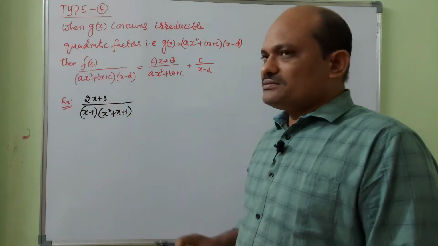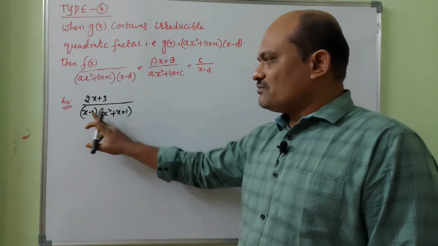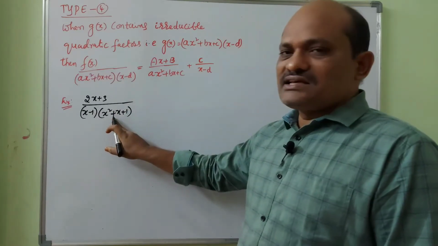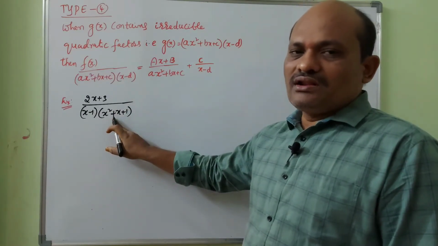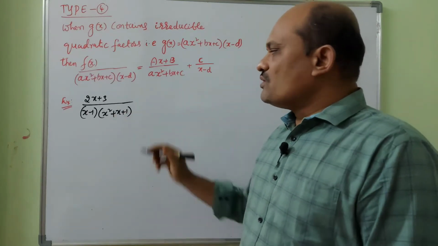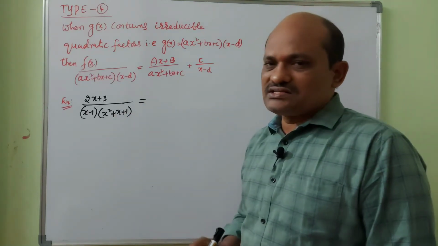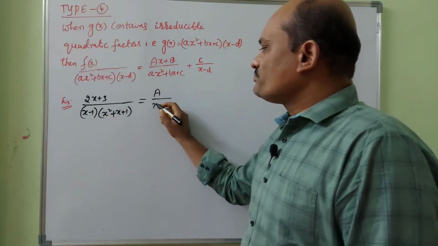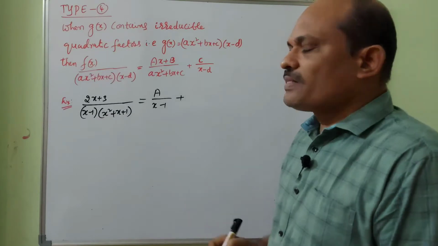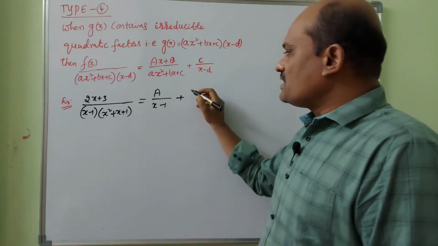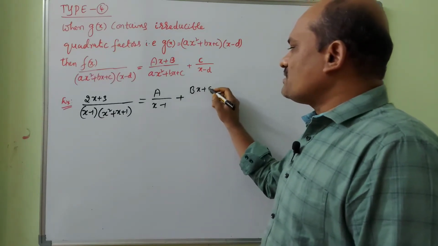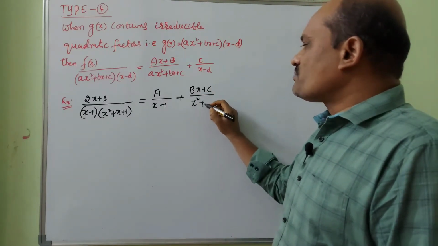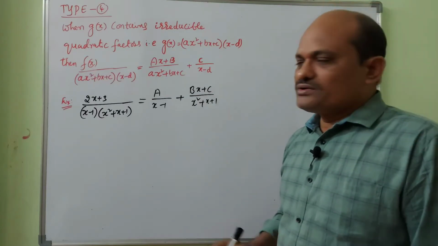Numerator degree is 1, denominator degree is 3, 1 plus 2, 3. Here this is a second degree irreducible factor. So how to resolve it into partial fractions? First, for first degree take a constant and write the partial fraction. Now for second degree take a linear numerator by taking some constants b and c, over x square plus x plus 1. Now what to do?